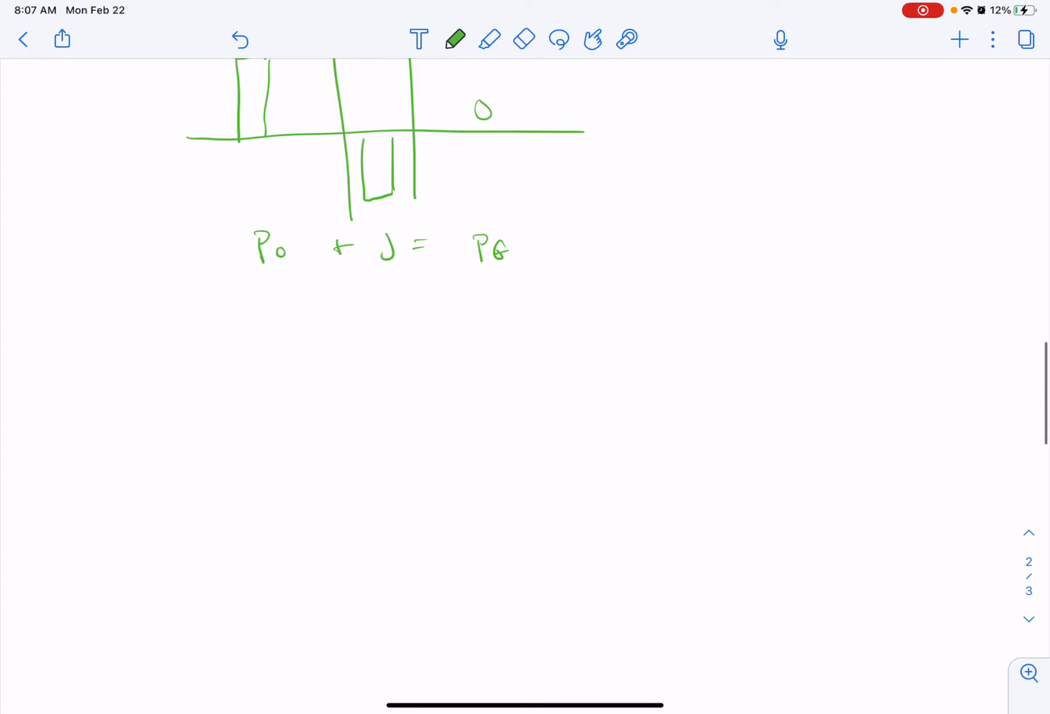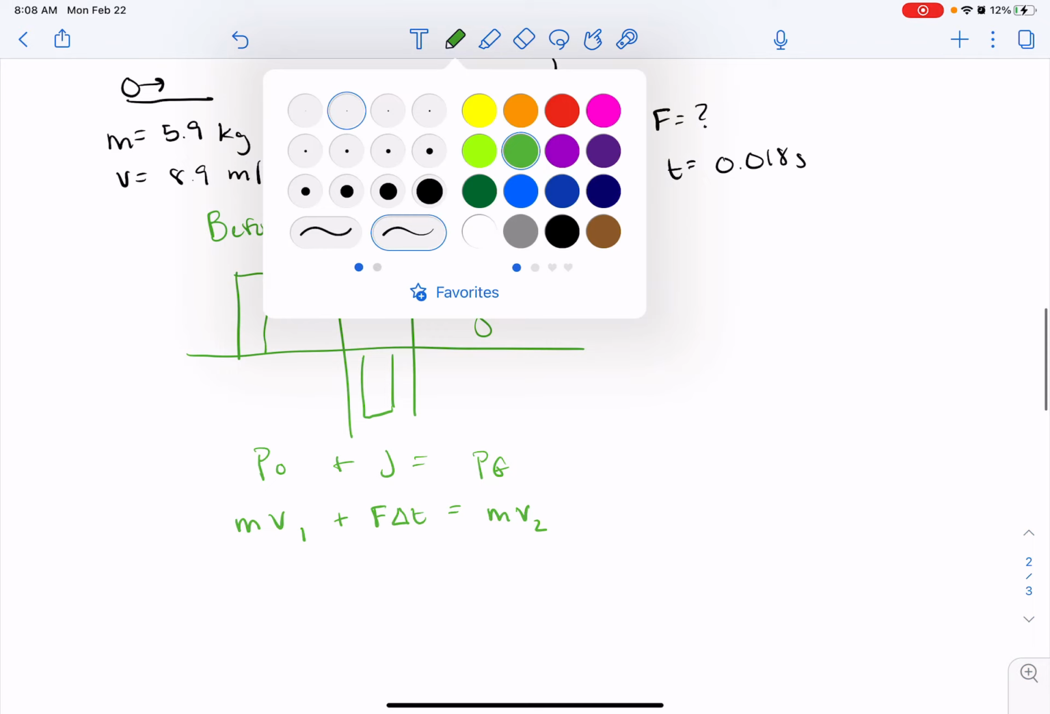And then again, momentum is always mass times velocity. So I'm going to say mv1 plus impulse, which is force times time, equals mv2. And now we can start plugging in our numbers.